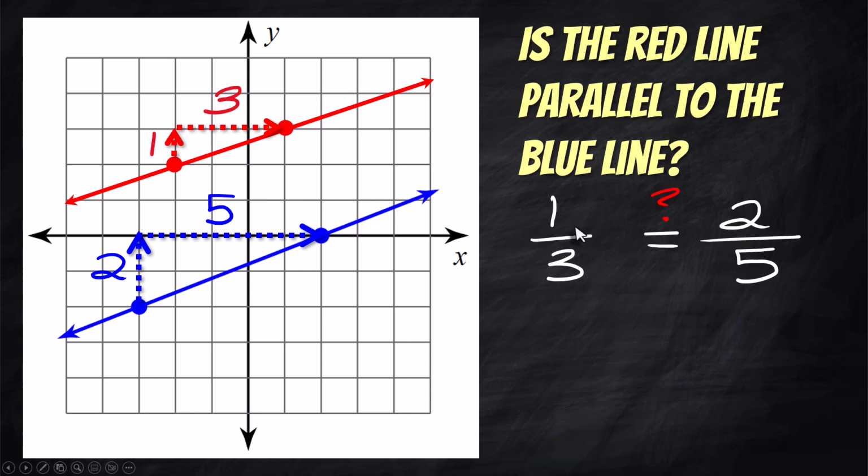To check that, you could cross multiply. Take 1 times 5, that's 5. And then take 3 times 2, that's 6. If those answers don't match, then these two things are not equal. So the answer is no. These are not parallel lines, but they're so slight, right? So you've got to check the math.